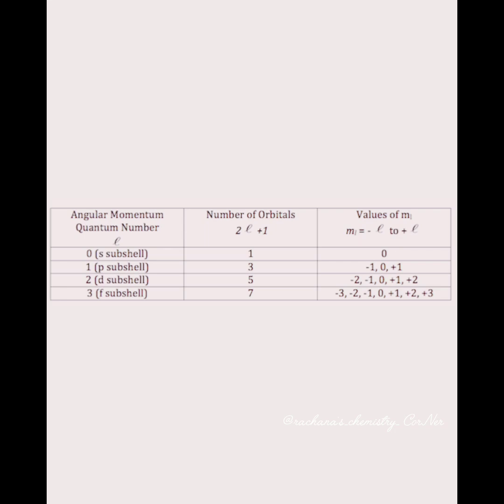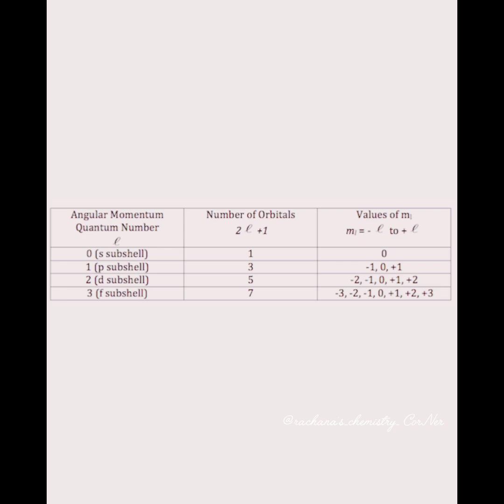In the similar way, for the p subshell, L is equal to 1, so 2 into 1 plus 1 is equal to 3. For the d subshell, L is equal to 2, so 2 into 2 plus 1 is equal to 5. And for the f subshell, L is equal to 3, so 2 into 3 plus 1 is equal to 7.